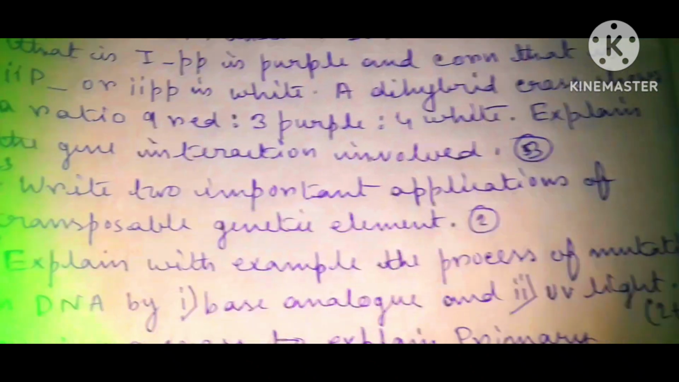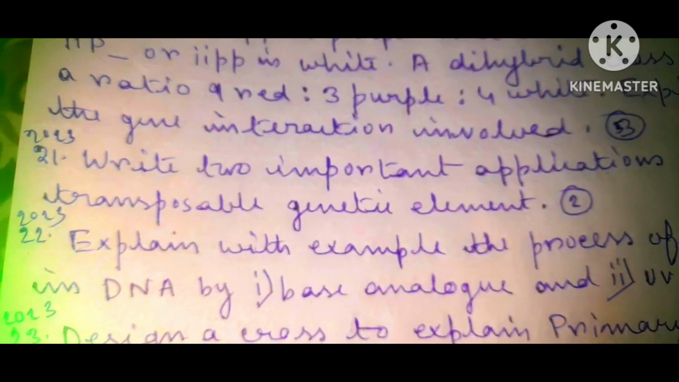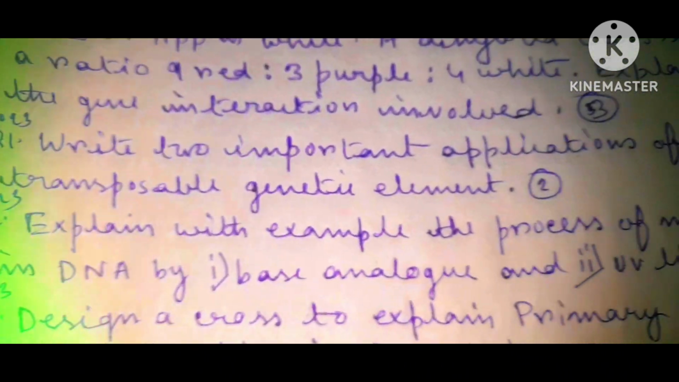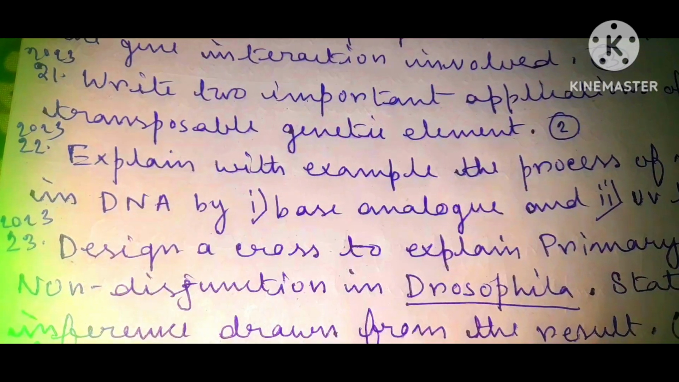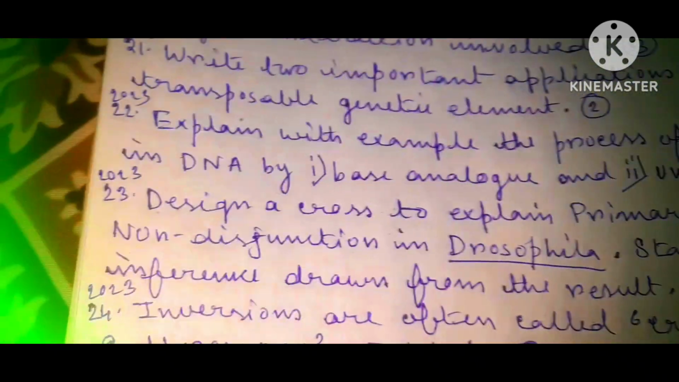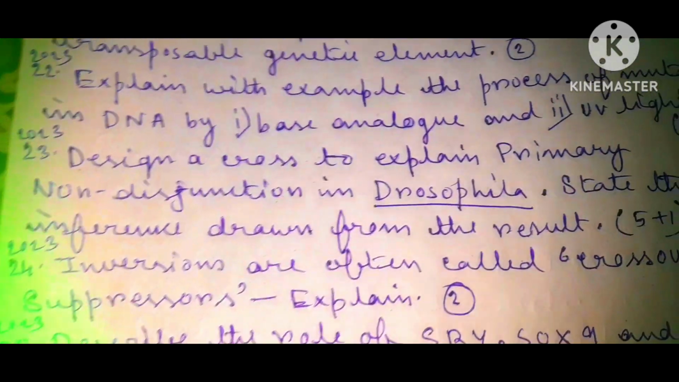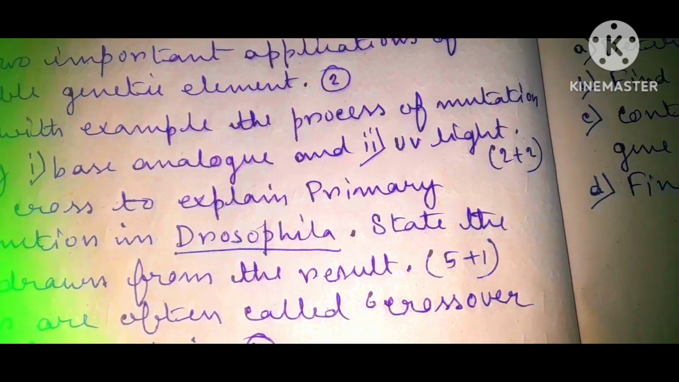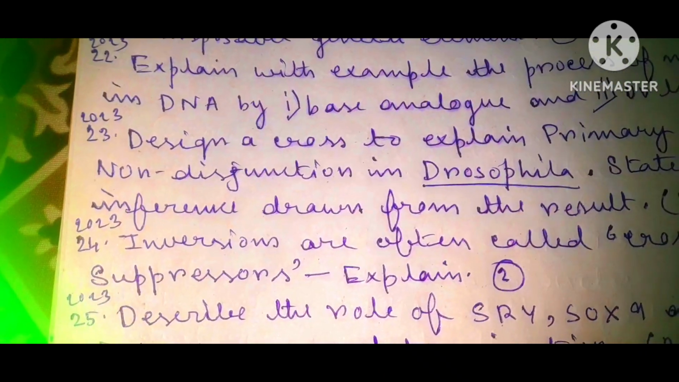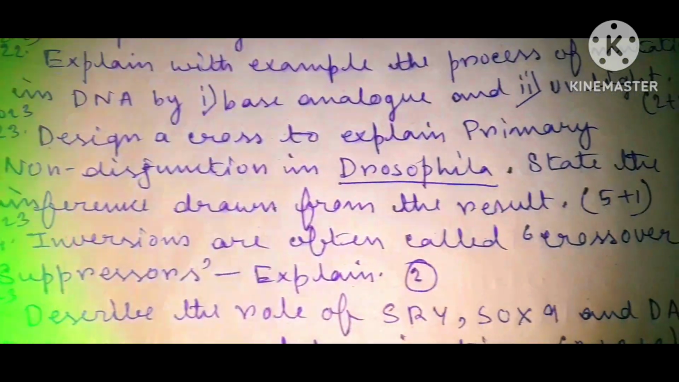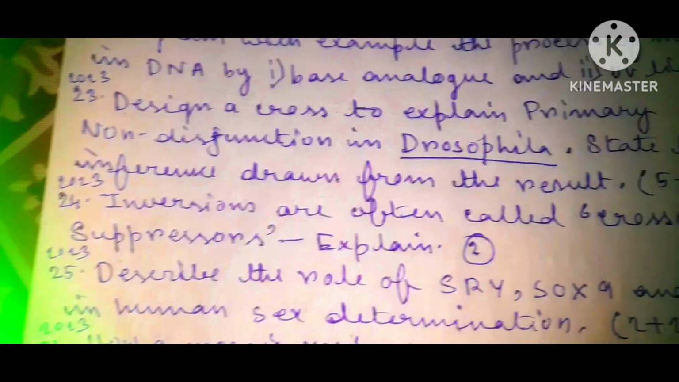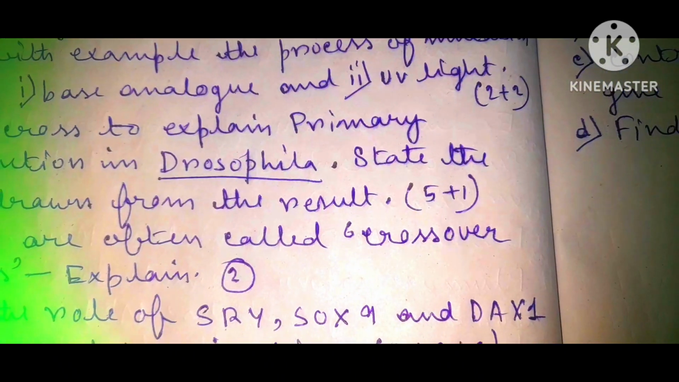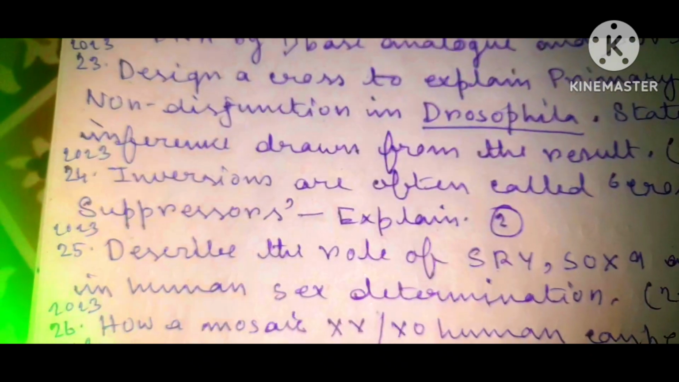Write two important applications of transposable genetic element, carrying 2 marks. Explain with example the process of mutation in DNA by base analog and UV light, carrying 2 plus 2 marks. Design a cross to explain primary non-disjunction in Drosophila. State the inference drawn from the result, carrying 5 plus 1 mark.